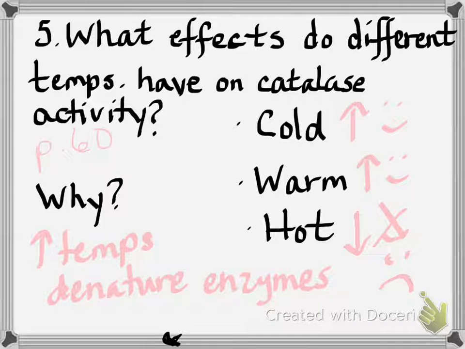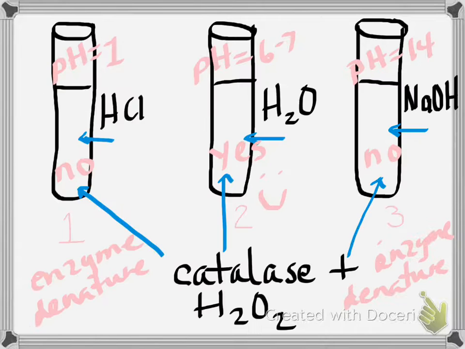Raise your hand if you had the most bubbling in test tube number 1 with the acid. Raise your hand if you had the most bubbling in test tube number 2 with water. Raise your hand if you had the most bubbling test tube number 3 with the base. Okay, so nobody chose number 1 or number 3. What did the acid and the base do to the enzyme? Denatured it.